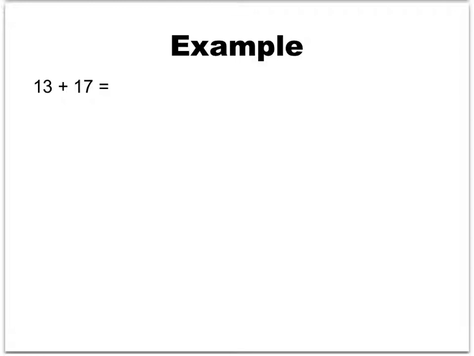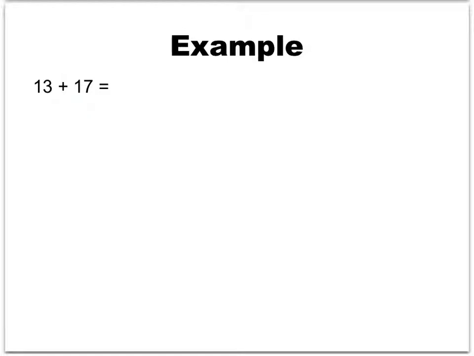So 13 plus 17. Now this is fairly simple. We could do it in our head, but here's maybe one way that we could break this up. I think, well, 13 plus 7, well that's 20. That's pretty easy to add.